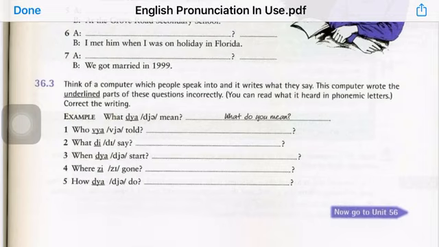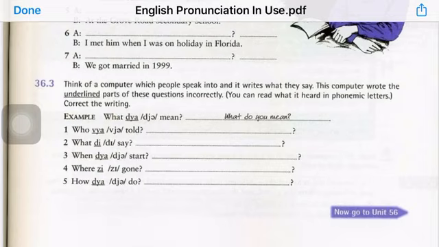So let's do the other parts. Number one, who have you told? Have you is a syllable composed of two weak syllables combined together into one. So who have you told becomes who'v-ya told. Number two, what do you say?